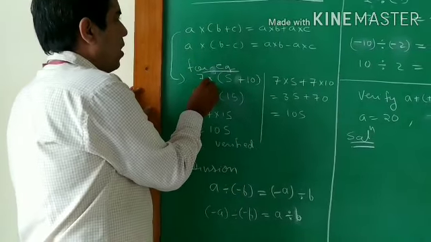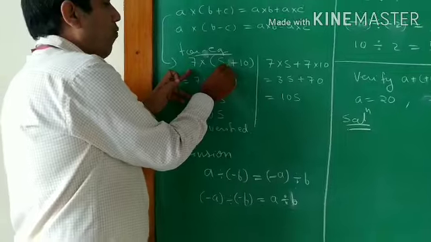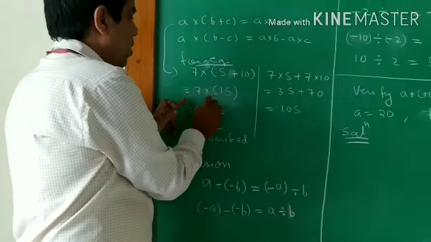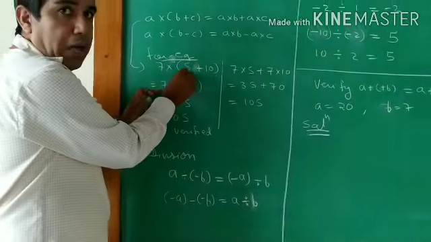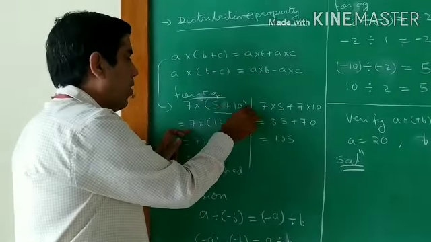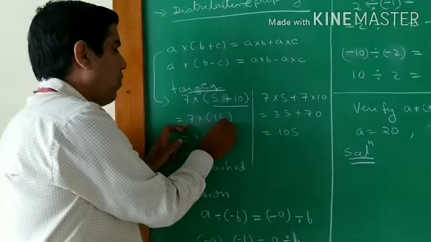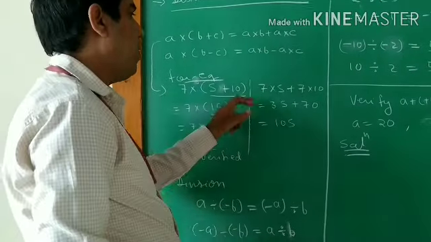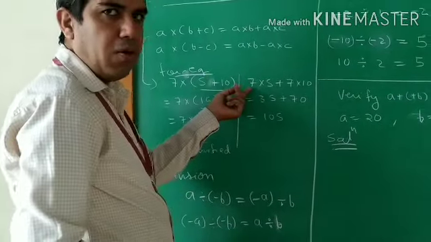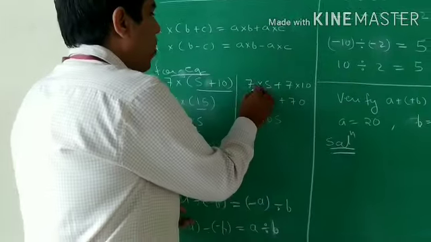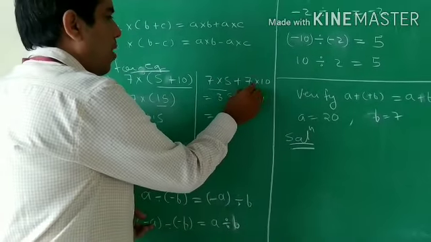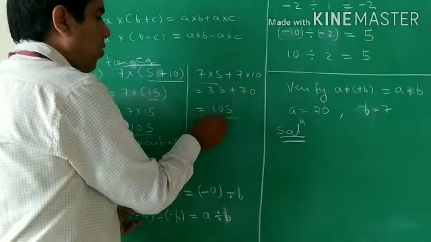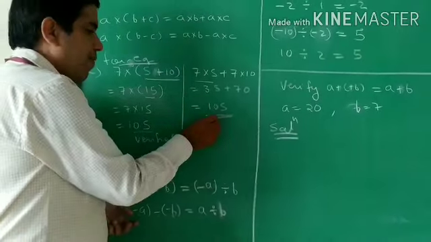I have taken A equal to 7, B equal to 5 and C equal to 10. According to BODMAS we solve the bracket first. 5 plus 10 is equal to 15, 7 into 15, the answer is 105. On the other side, applying the same rule, 7 into 5 is 35, 7 into 10 is 70, and the answer comes 105. You can see both are same.